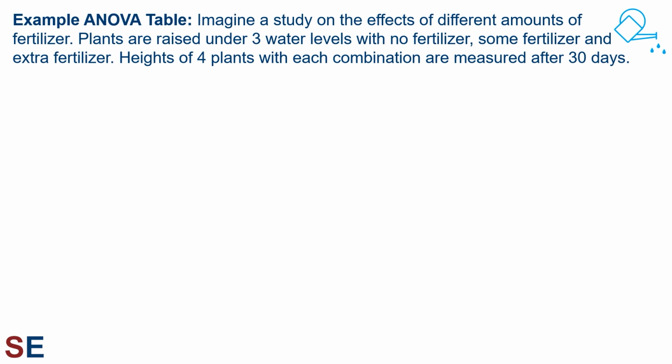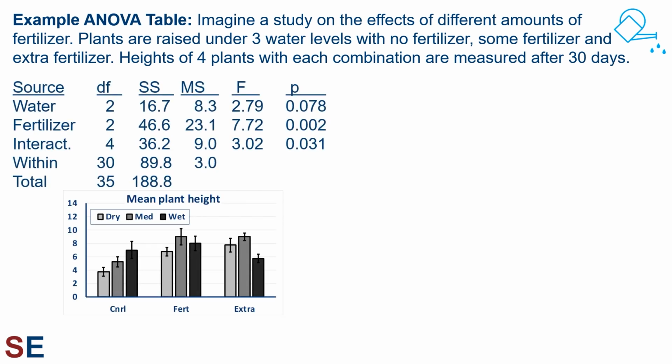And assuming this is a highly controlled experiment, where the only difference between these sets of plants is the water and fertilizer levels, we can make conclusions about causes, not just associations or correlations. Let's assume the ANOVA table and data look like this. This data is a bit messier than the previous example.